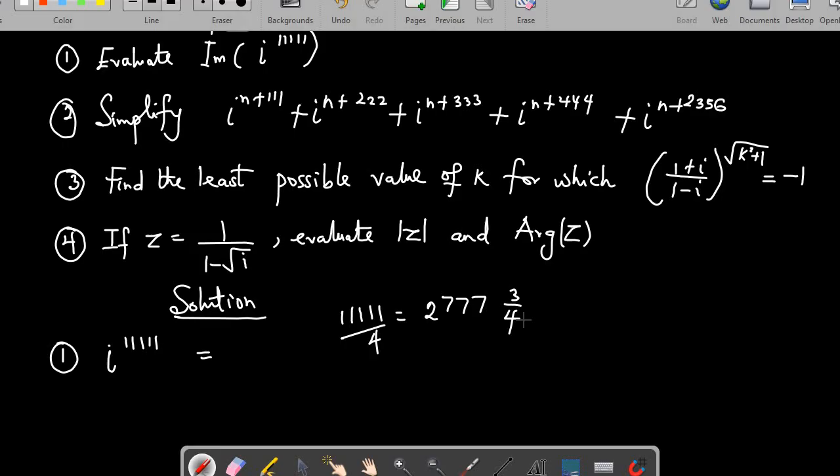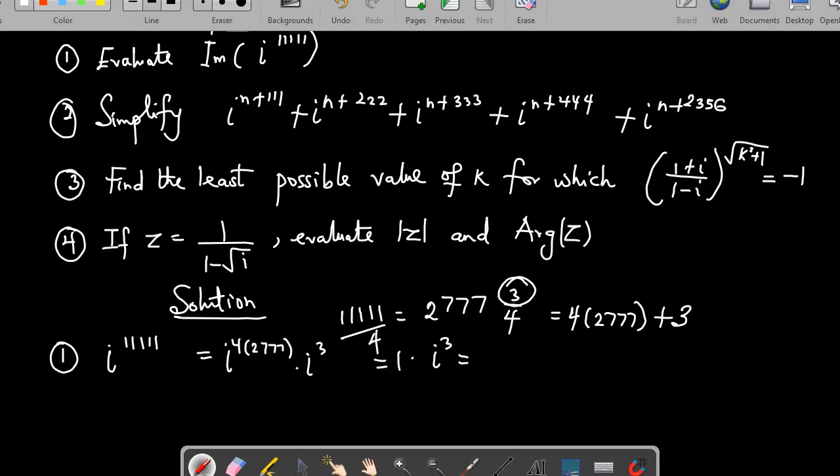Or 2777.75. Now what you're interested in is the remainder. Don't forget. Your remainder is what you have here, which is 3. This is the same thing as saying 4 times 2777 plus 3. The remainder is what you're after. Now you can split this to i raised to the power 4 into 2777 times i raised to the power 3. That's the drill. And this would give us 1, so that's 1 times i raised to the power 3.